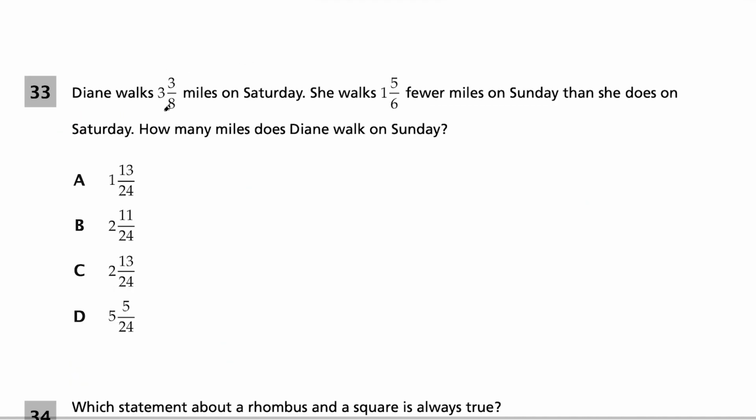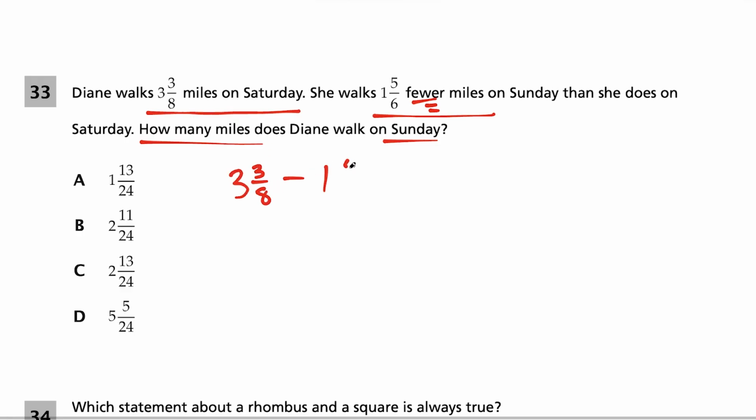Question 33, we have Diane walks 3 3/8 miles on Saturday, and she walks 1 5/6 fewer miles on Sunday than she does on Saturday. And we want to know how many miles does Diane walk on Sunday. So for this question, we're going to take 3 3/8 and subtract 1 5/6. The key phrase here is that she walks this many fewer miles. So that tells us to subtract this number from this number.